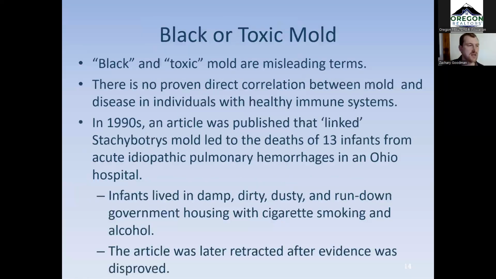This is a really important slide. Black or toxic mold. It's probably the slide you've all been waiting for. Black and toxic mold are actually misleading terms. There is not a proven direct correlation between mold and disease in individuals with a healthy immune system.